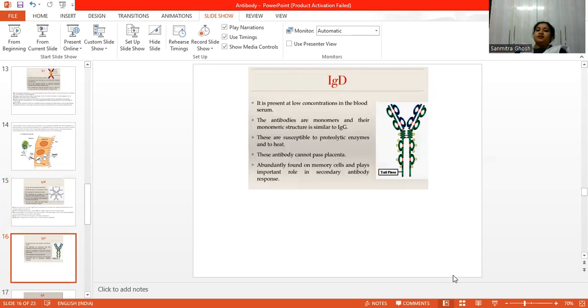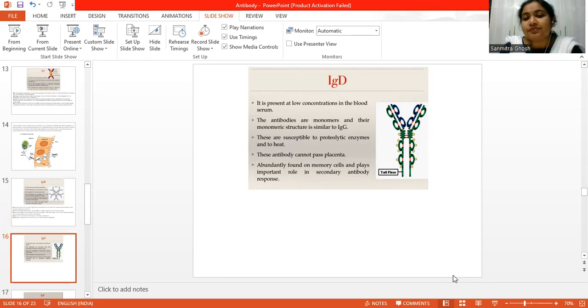Our next candidate is the IgD. IgD is normally present in very low concentration in the blood, and it is monomeric in nature with a structure almost similar to that of IgG. The difference between IgG and IgD is that in IgG we had the gamma heavy chain, and here we have the delta heavy chain.